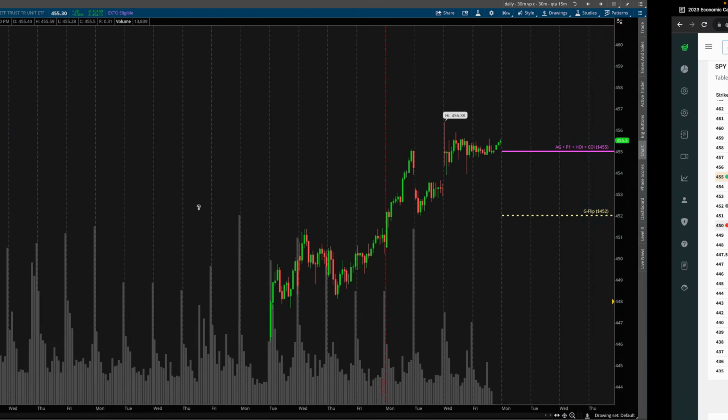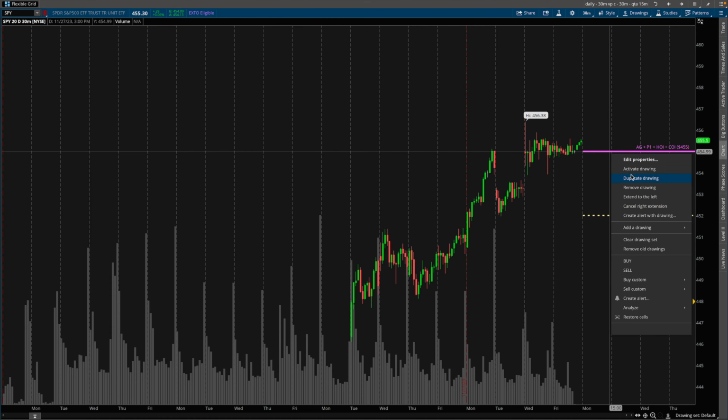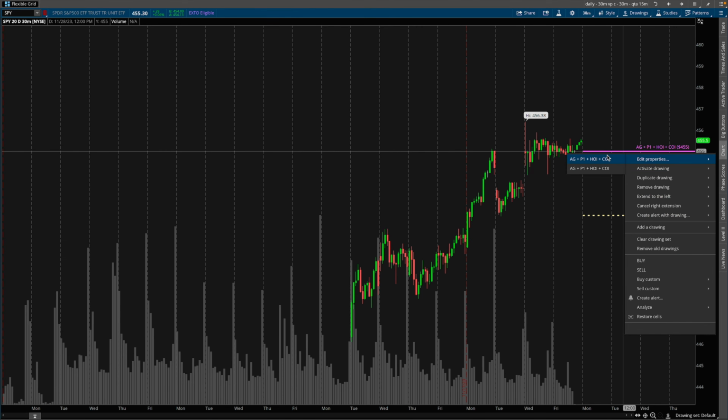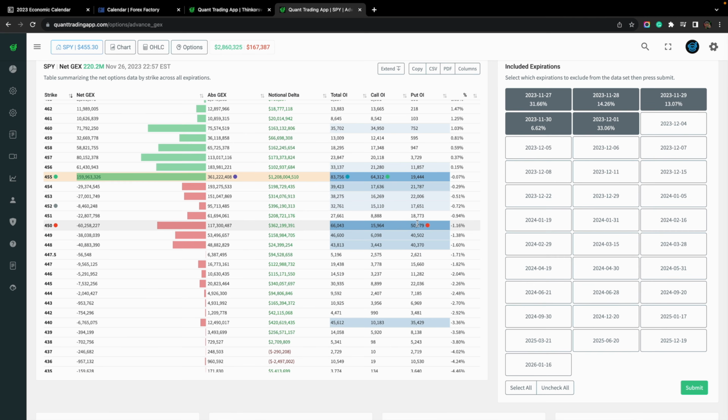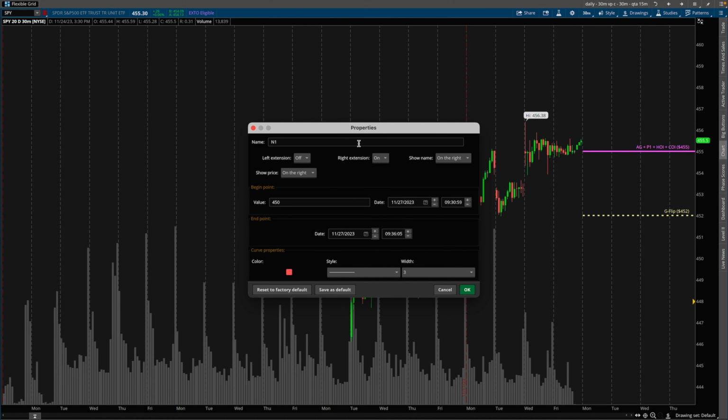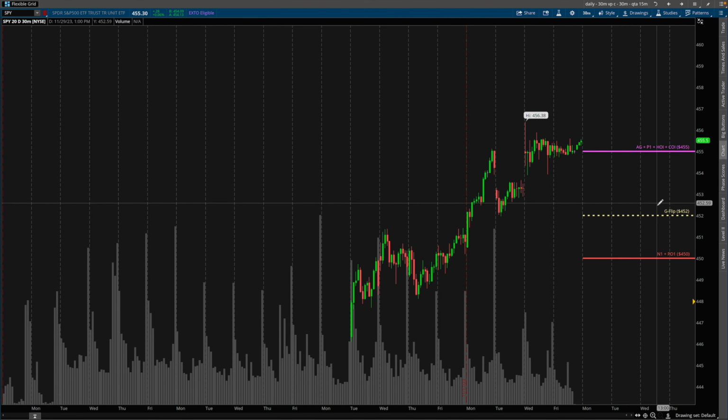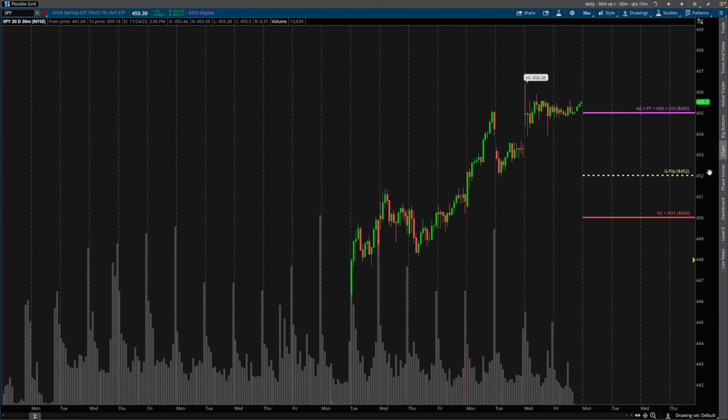As we come down here, here's our 450 level. So let's duplicate this, and then let's edit this and put in 450, and that is our N1 strike. So it is the strike price that has the highest amount of negative gamma. So let's make it red, and then let's also see it is also the POI. So let's put that right here, because it is also the strike price that has the highest amount of put open interest. So there it is on our chart.